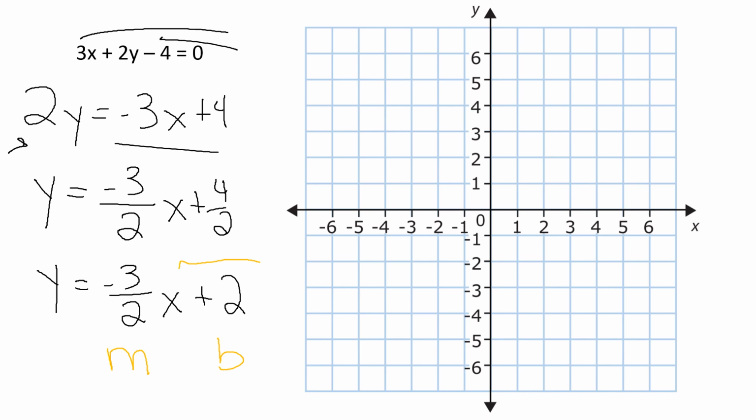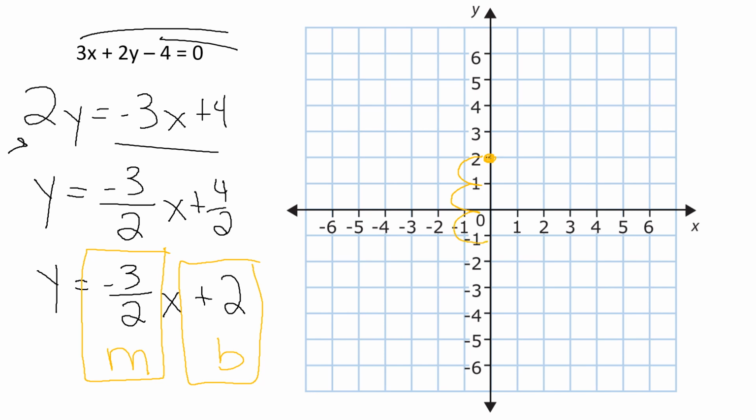So b is positive 2, where it crosses the y-axis. Always do your b first. From your b, we're going to rise over run. We're going to rise negative 3, so we're going to go down 1, 2, 3. Don't forget that this line is a point. So don't forget to count that. A lot of kids forget that's a point. So my 3 goes, I'll show you again, from the b, 1, 2, 3.